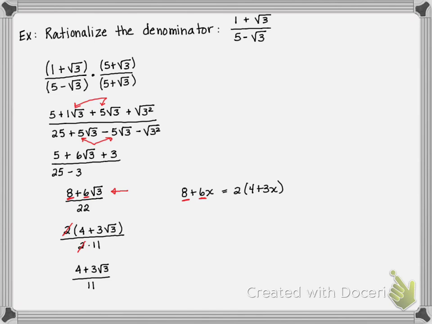So when we get to the 8 plus 6 root 3 over 22, why are we going past that? Because we want to simplify the fraction as much as we can.